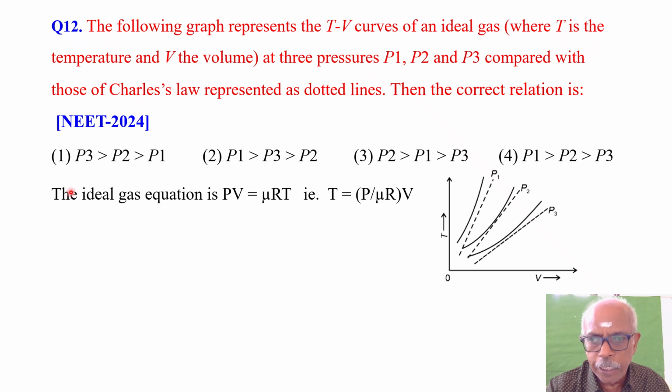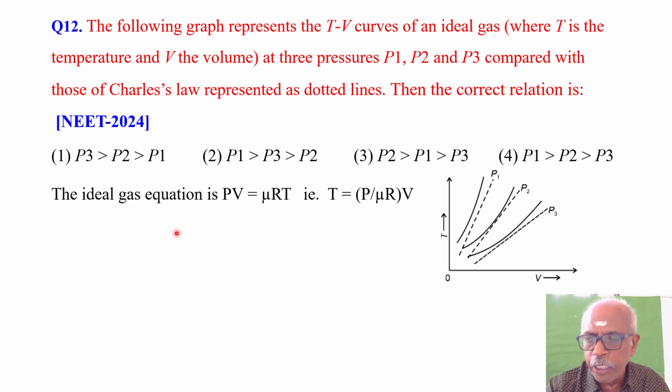So what are the four options? Number one, P3 is greater than P2, which is greater than P1. Number two, P1 is greater than P3, which is greater than P2. Number three, P2 is greater than P1, which is greater than P3. Number four, P1 is greater than P2, which is greater than P3. So these are all the four options.